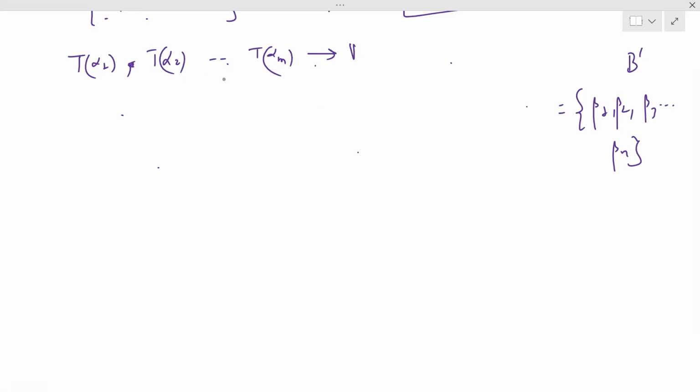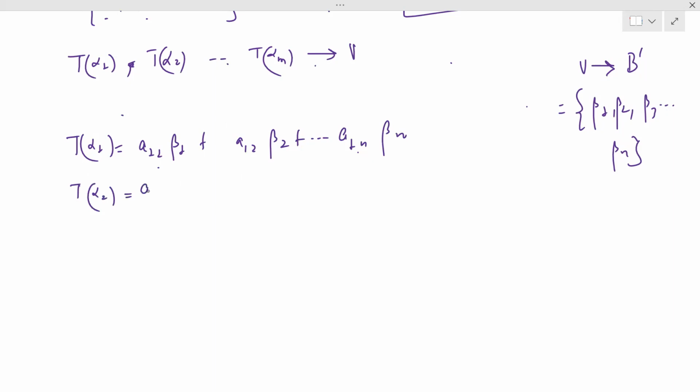So if T alpha 1, T alpha 2, dash, dash, dash, T alpha m are contained in V, then I can write T alpha 1 in terms of the basis set in V. The basis set of V is B dash, and B dash contains beta 1, beta 2, beta 3, dash, dash, dash, beta n. So I'll write it as A11 beta 1, plus A12 beta 2, dash, dash, A1n beta n. And similarly, T alpha 2, I'm going to write as A21 beta 1, plus A22 beta 2, dash, dash, A2n beta n.